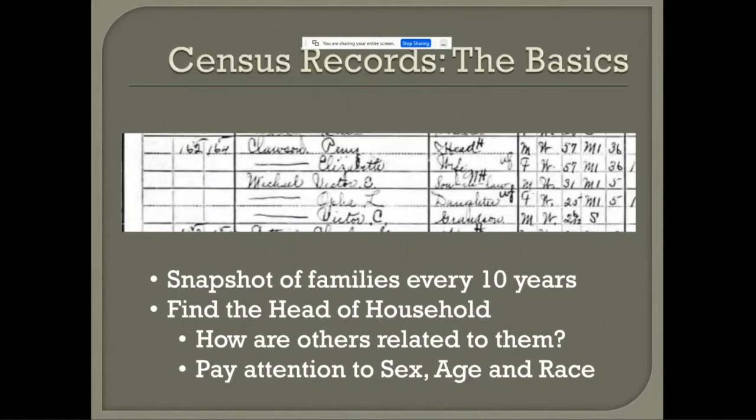And then we have approximate ages for these people. So now if I want to look for their birth records, I can go back and say, okay, well, if he's 57 in 1910, he was born in 1853, approximately.